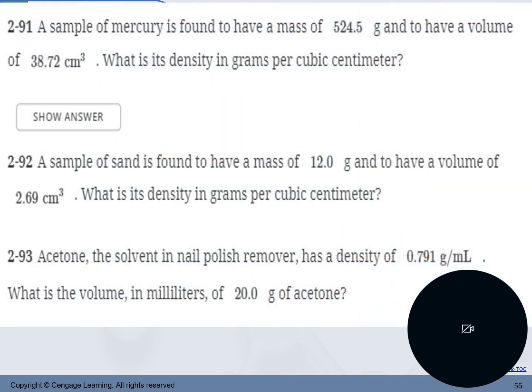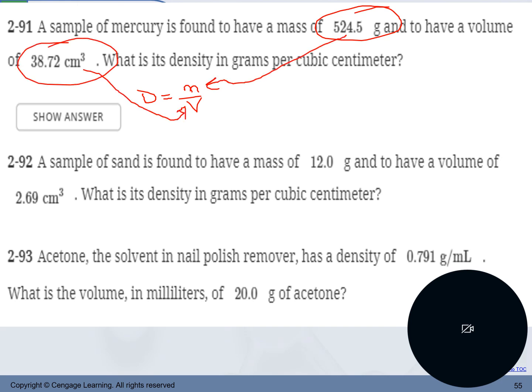We just have a little bit of practice here at the end dealing with density. So remember, density is equal to our mass divided by our volume. So our mass is right there. Our volume is right here. All we got to do is divide those two numbers. And for this one, you should end up with 13.55 grams per centimeters cubed.